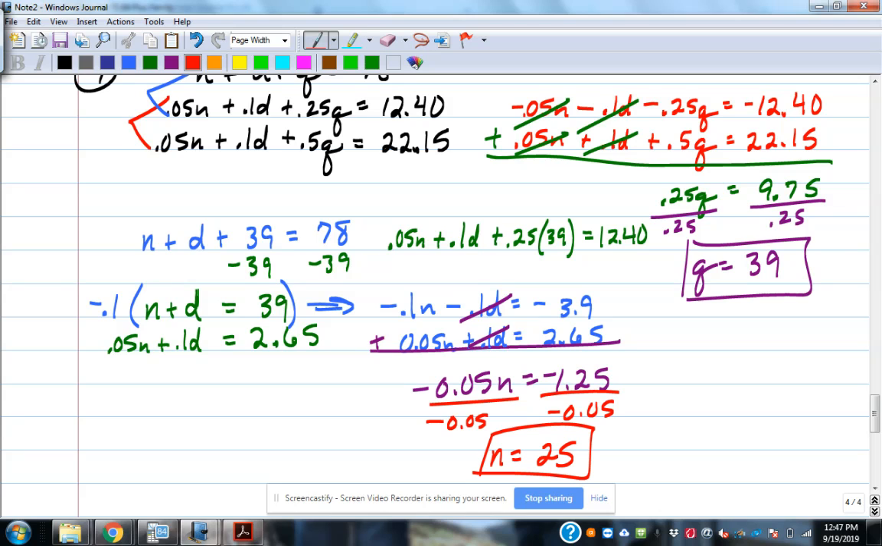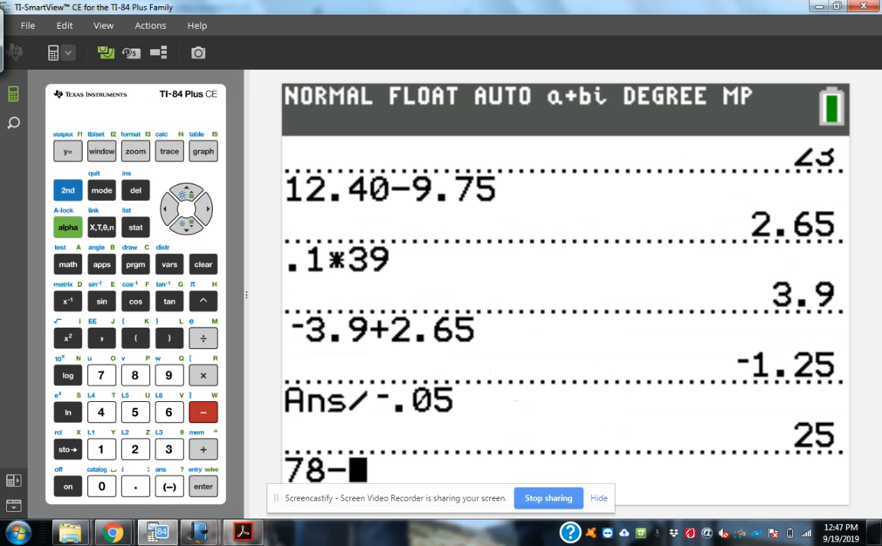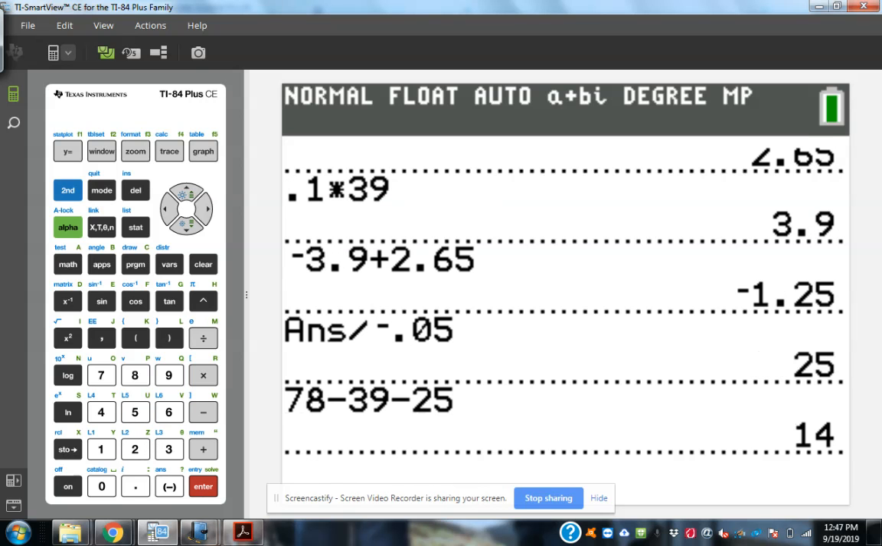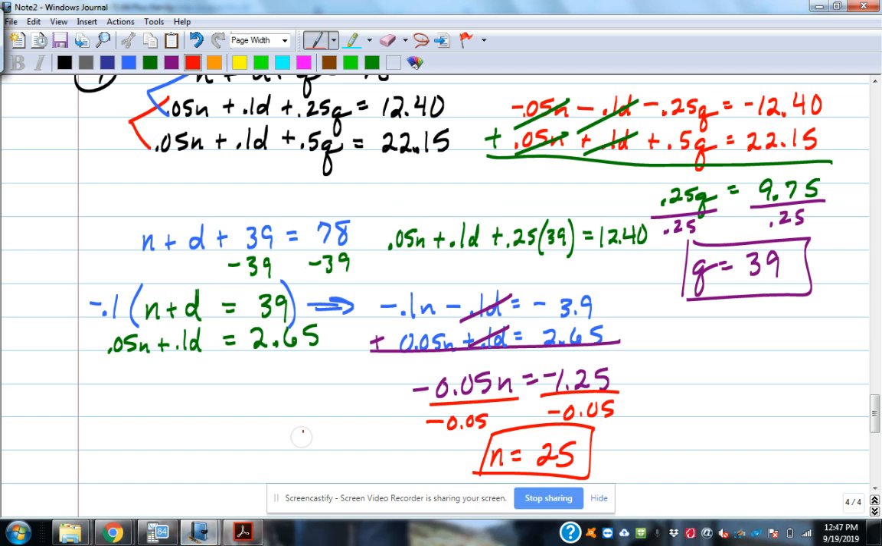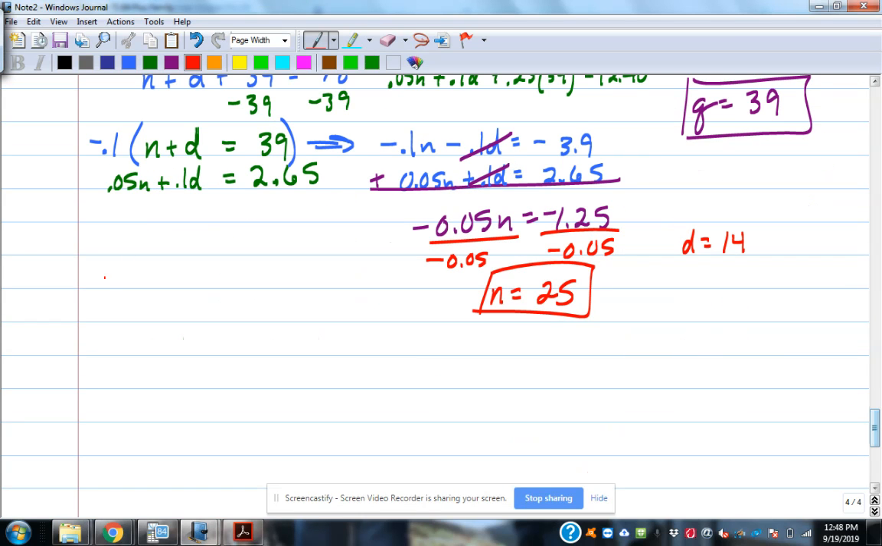How many coins total do I have? 78 is what I'm supposed to have. So I got 25 nickels and 39 quarters. So I just need to take 78 minus 39 and then minus 25. That means I have 14 dimes. 25 nickels, 14 dimes, 39 quarters.